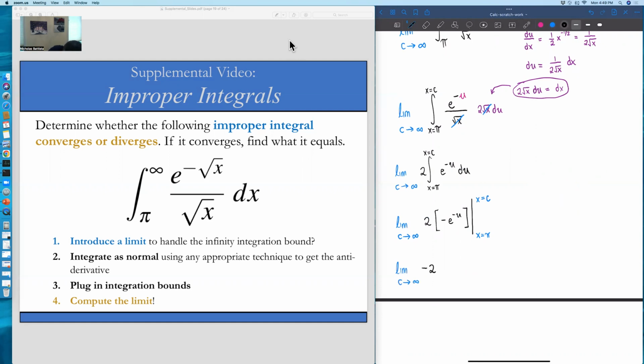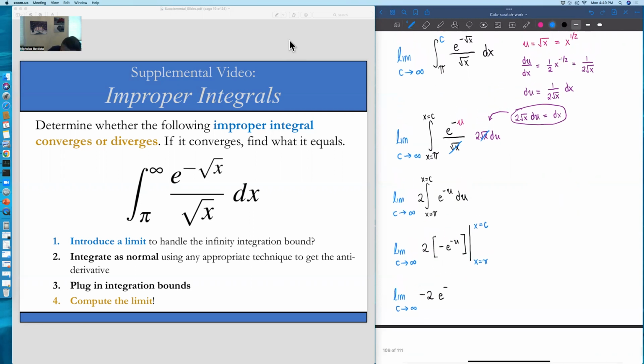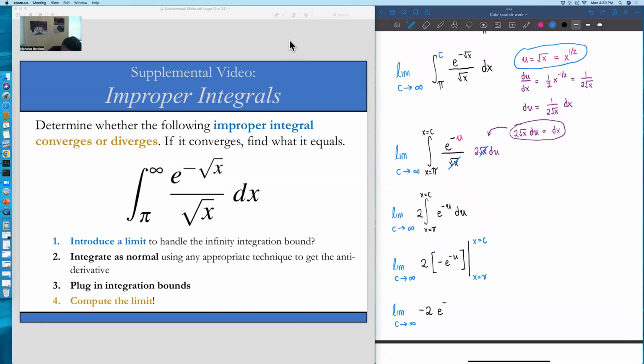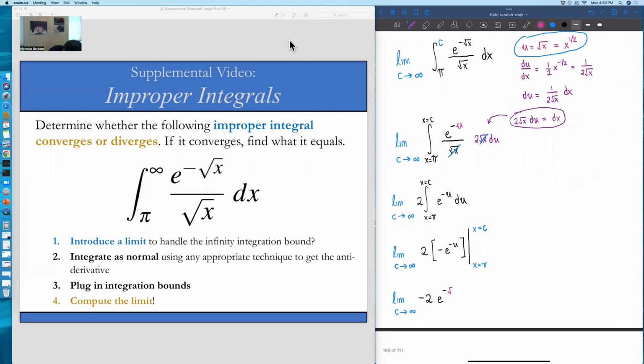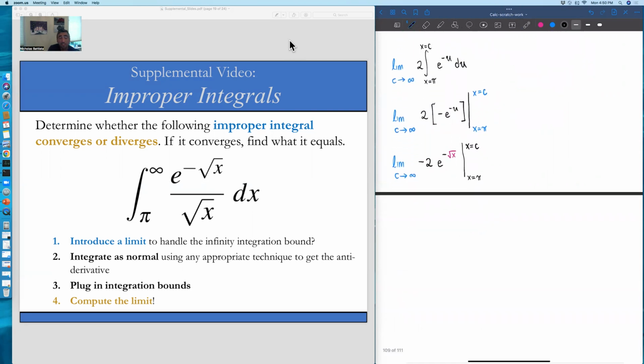So we can write this as minus 2e to the minus, and again, going back to our u substitution, everywhere there's a u in this antiderivative, we can replace it with the square root of x. And we want to evaluate that at x equals pi and x equals c. So next we can substitute those integration bounds into this antiderivative. So we still have that limit as c goes to infinity. We have not touched that limit yet.